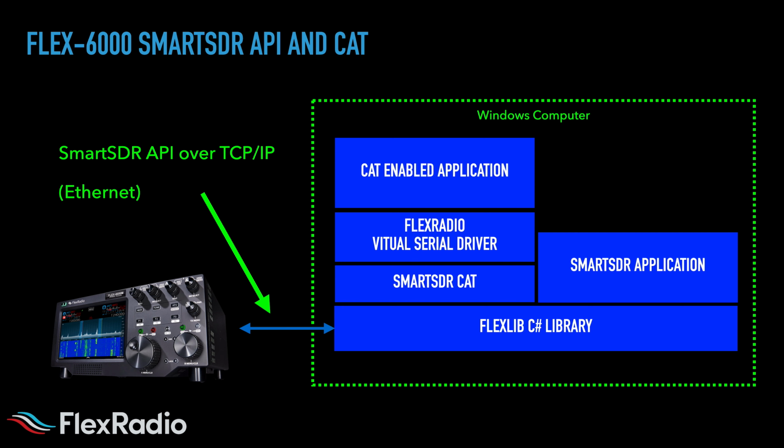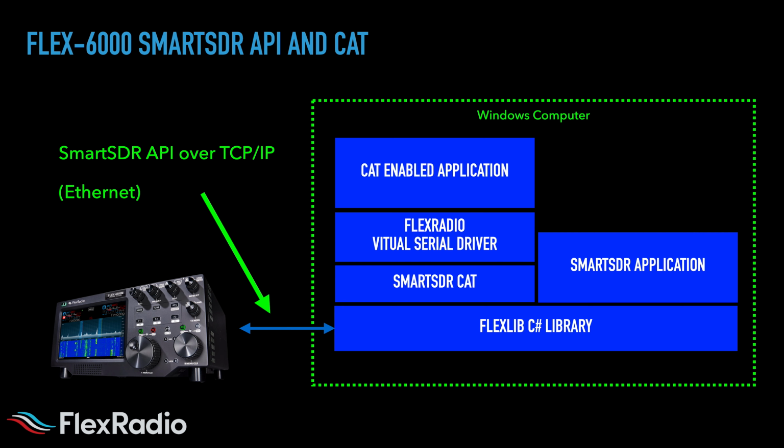So you can see there on the upper left, I have CAT-enabled applications. So this would be any one of your loggers or digital mode programs or anything that uses CAT, which is able to communicate through the radio in this mechanism. The other thing that we allow on the right-hand side there is a SmartSDR-based application if you want to use our API. The benefit of using the SmartSDR API is it gives you full access to everything in the radio. And by full, I mean full.